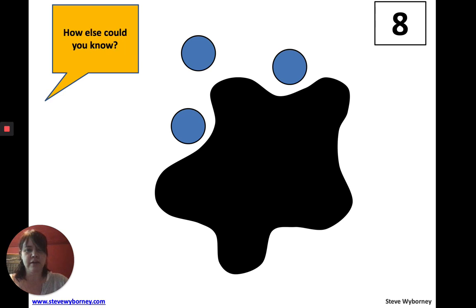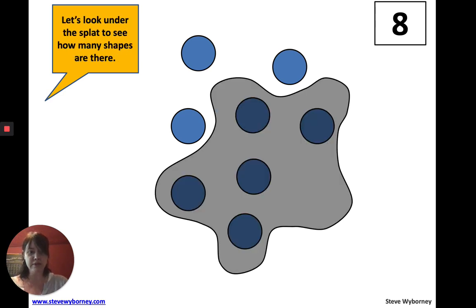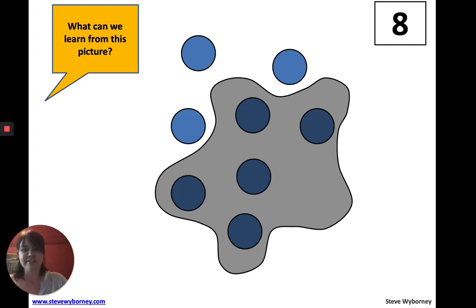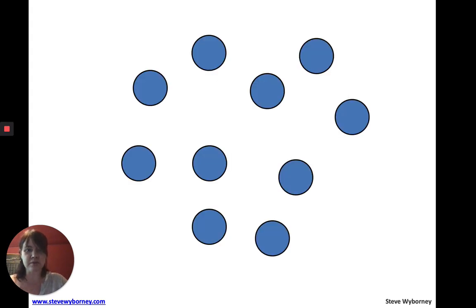Let's see. How many are underneath? Oh, what do you think? This almost looks like a dice if I turn my head a little bit, right? So there were 5 underneath there. Okay, so what did we learn? We learned that 3 and 5 go together to make the whole, which is 8, right? Okay, here comes another one.